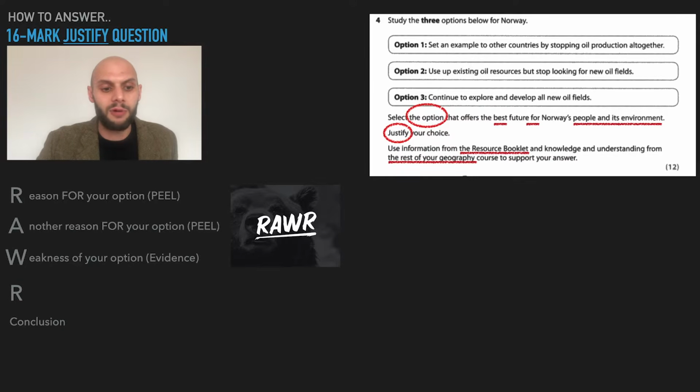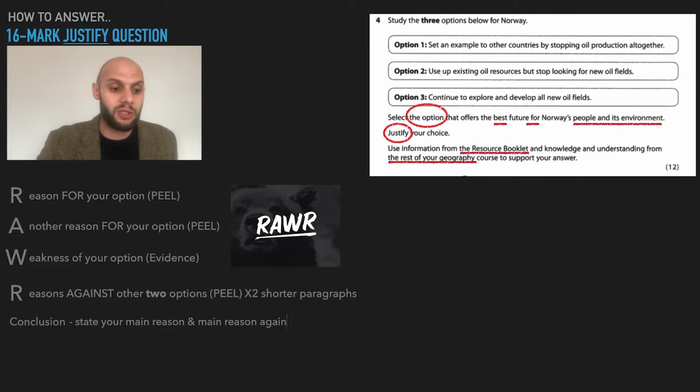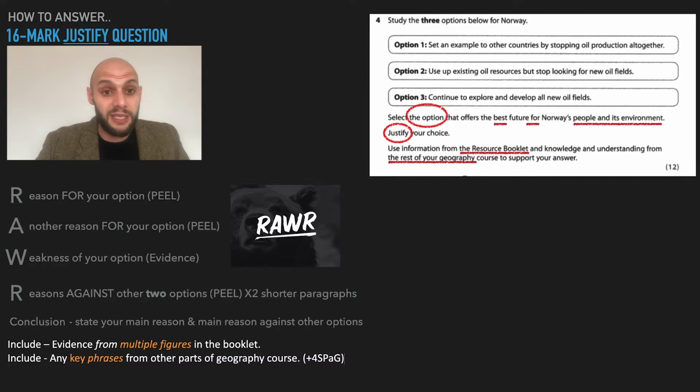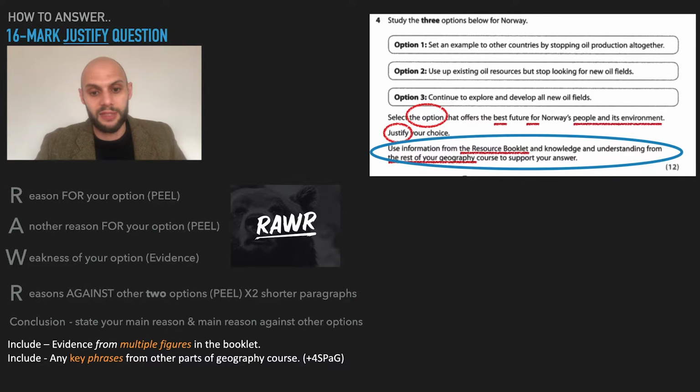The final R in the RAW is reasons against the other 2 options that you didn't choose. They're going to be shorter paragraphs because there are 2 of them, but you're going to use evidence for each of them as well. Then your conclusion at the end. Your conclusion must state the main reason that you've chosen your option and then the main reason why you didn't choose the other 2 options. Job done. Then I want you to include evidence from multiple figures in the booklet, like that last sentence says in the question, and try and include any key phrases from other parts of your geography course, plus 4 SPaG. So that's that section right there.